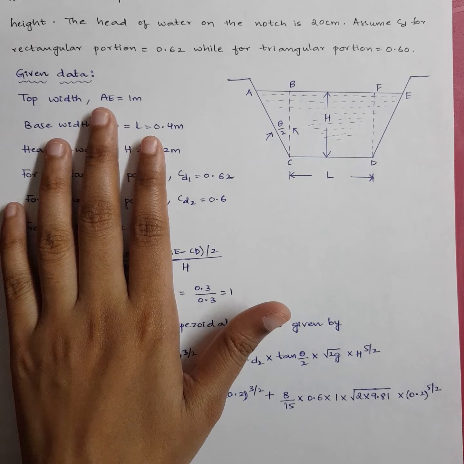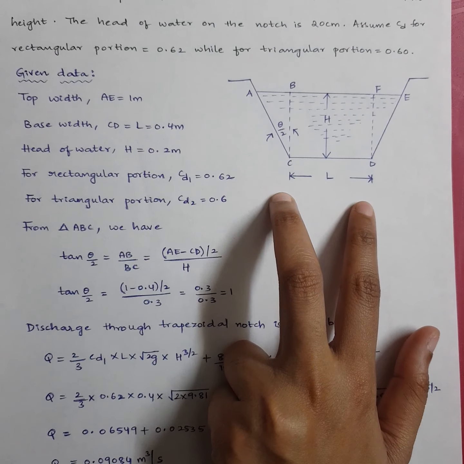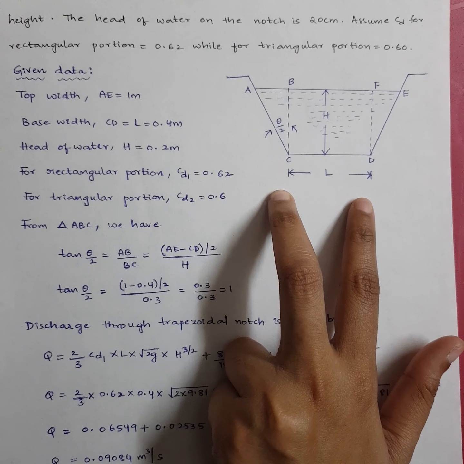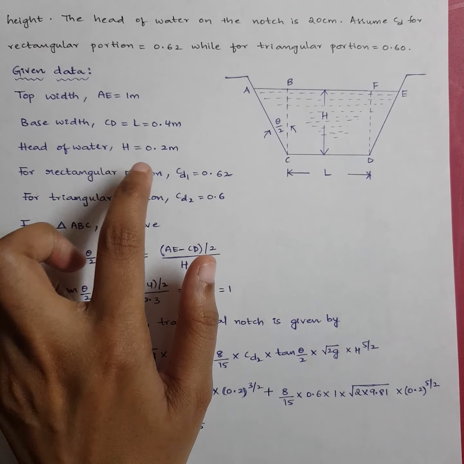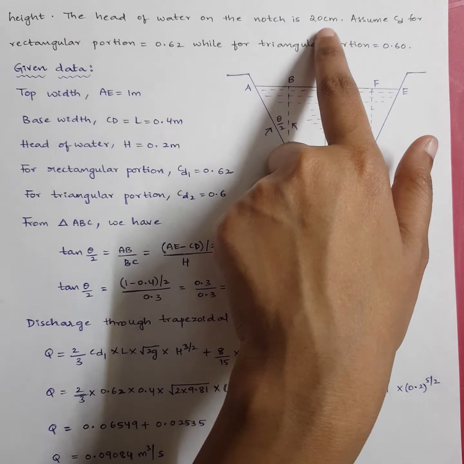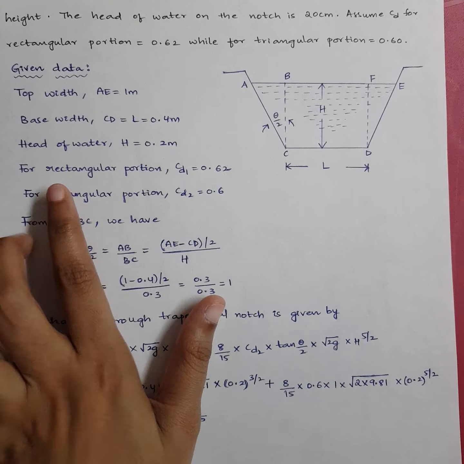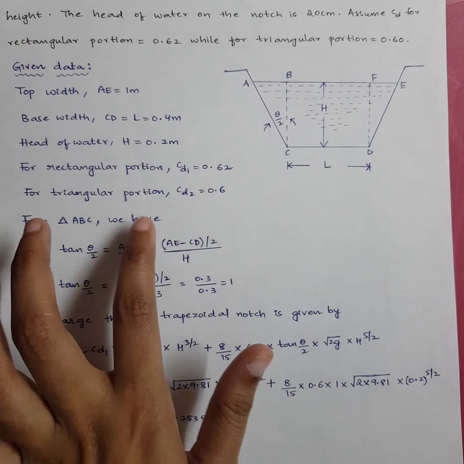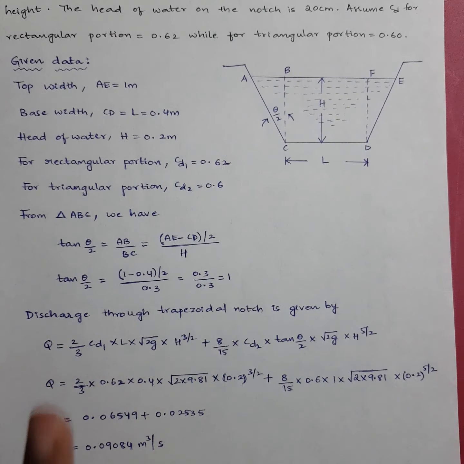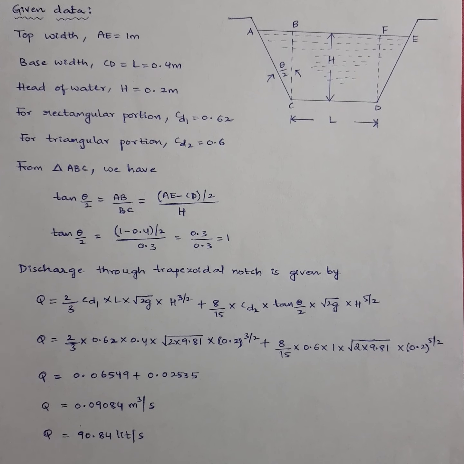The complete top width AE is given as 1 meter. The base width CD, which we also call the length of the crest, L, is 0.4 meters. Then the head of the water over the notch is given as 20 centimeters, which converted into meters is 0.2 meters. For the rectangular portion Cd1 is 0.62, and Cd2 is 0.6. So now what we require is to calculate the discharge Q.